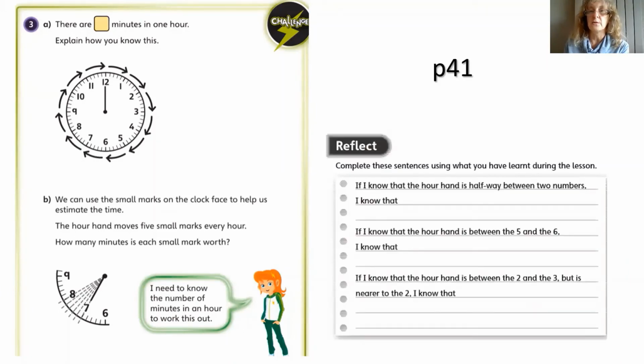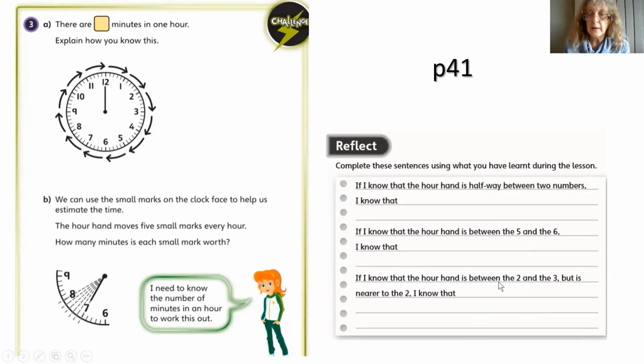Let's look at your reflect today. Complete these sentences using what you have learnt during the lesson. If I know that the hour hand is halfway between 2 numbers, what do you know? What time do you know it is, if you know it's halfway between the 2 numbers? If I know that the hour hand is between 5 and 6, what do you know? What time would it be?